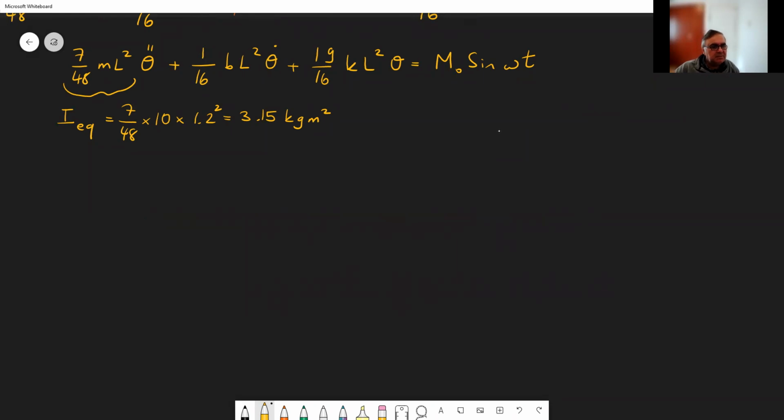Let's divide everything by 7/48 something. So our equation of motion becomes theta double dot plus, now 7/48 is 3/6, 7 C over M or B over M.